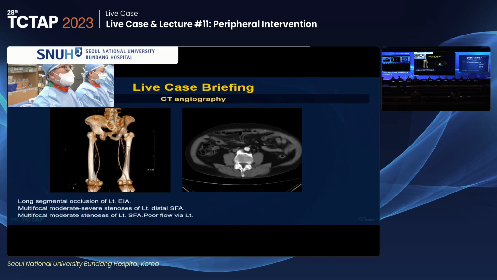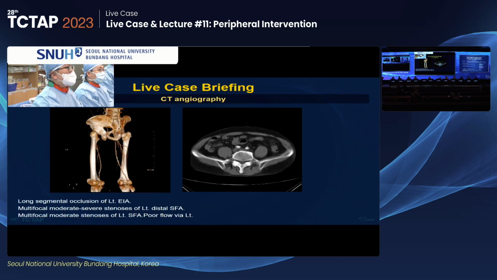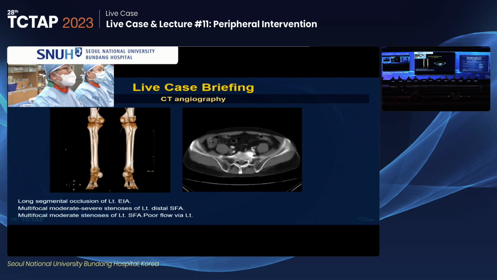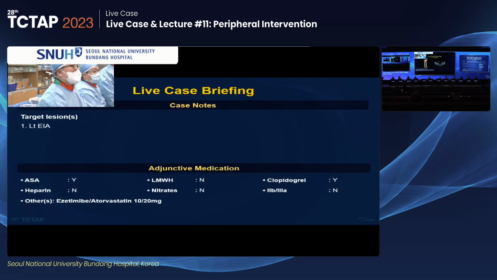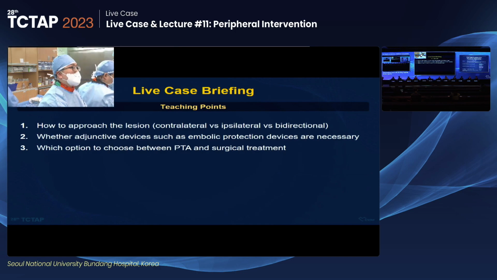CT angiography showed long segmental occlusion of the left external iliac artery and multifocal moderate to severe stenosis of the left distal superficial femoral artery. So our target lesion is the left external iliac artery, and he's taking aspirin, clopidogrel, and a lipid lowering agent. The teaching points include how to approach the lesion, whether adjunctive devices are necessary, and which option to choose between PTA and surgical treatment. Thank you for listening to the presentation.